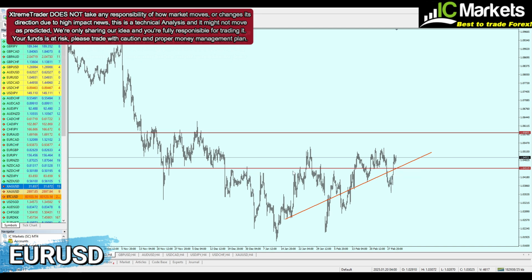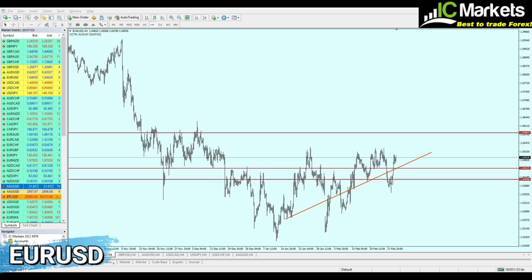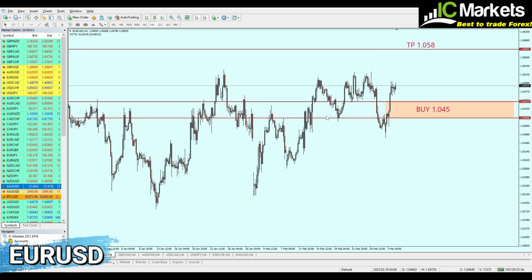targeting around 134 pips of profit, and the safe zone shouldn't be lower than the previous level of key support right here exactly at 1.040. Our original stop loss is, I think, at 43 pips only. And there goes our new updated signal on the Euro USD.